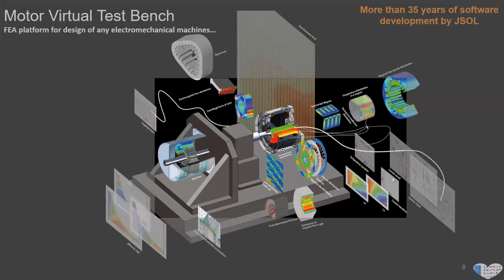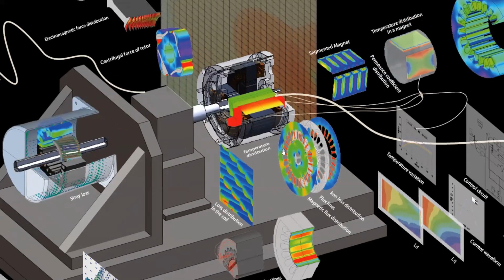You can see that the main analysis that we can do with JMAG is the multi-field analysis, where we will check, for example, the distribution of the magnetic flux inside the motor shape. We will be able to get the loss of the winding wire. We can also get the distribution of the iron loss. We can check the effect of the sintered magnet.